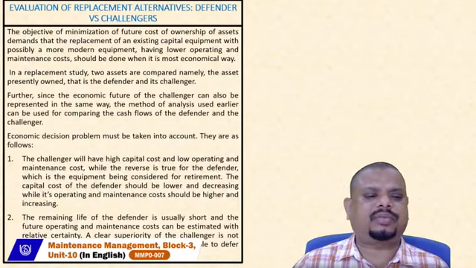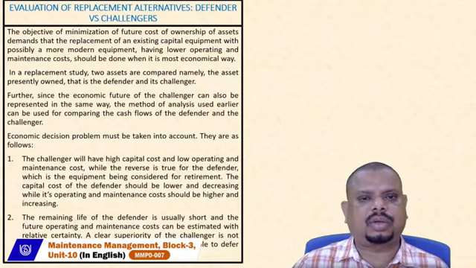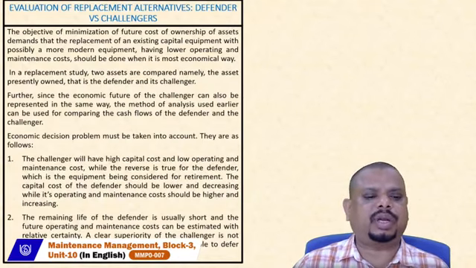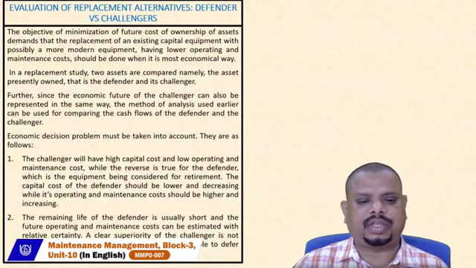So Challenger is basically focused upon high capital cost, lower operating cost and maintenance cost. But Defender basically focuses upon the equipment which is considered for the retirement of the machines or equipment. And Defender basically focuses upon the knowledge of decreasing or lowering the operating and maintenance cost. If required, they may go for hiring or increase the operating and maintenance cost.